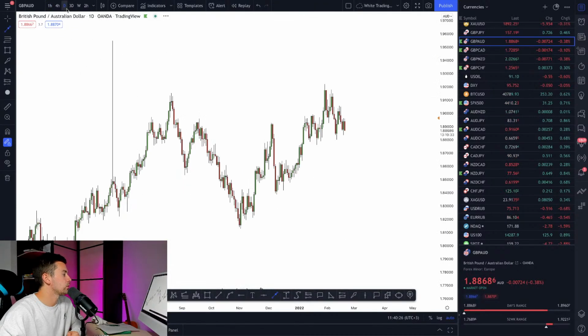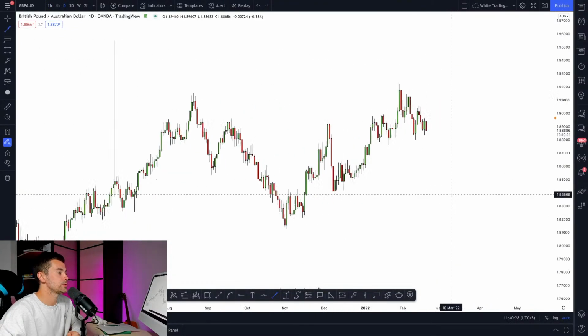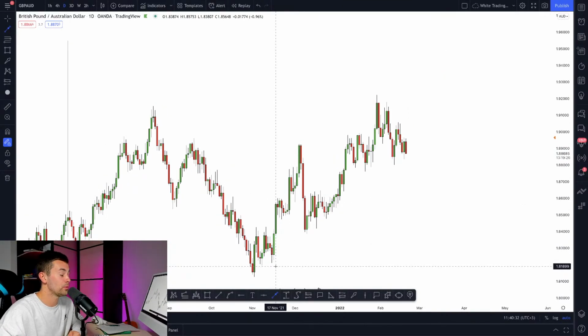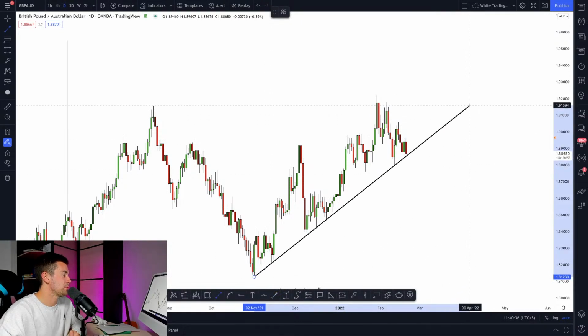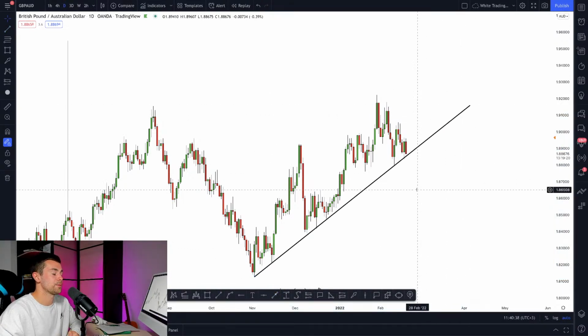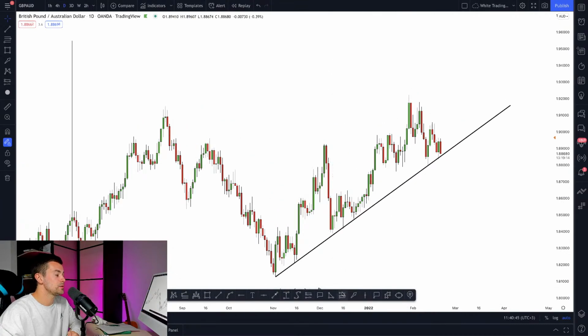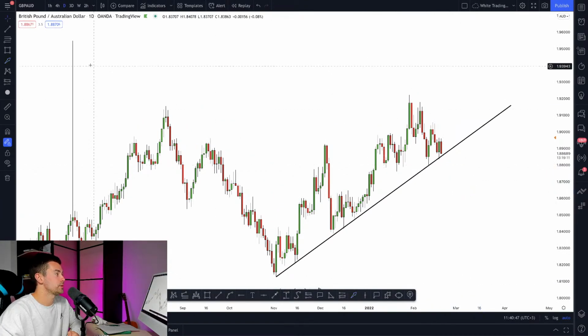Sorry, I forgot to analyze Pound Aussie. I also see a potential buying opportunity on Pound Aussie, traders. For some reason, I forgot to analyze that with you. Pound Aussie is trading in a bullish trend, and you can see that the higher lows are perfectly respecting this rising trend line. And you can see that yesterday that trend line was reached.